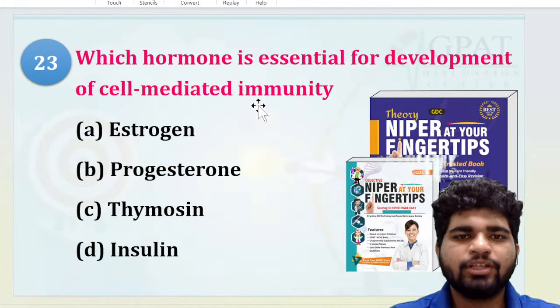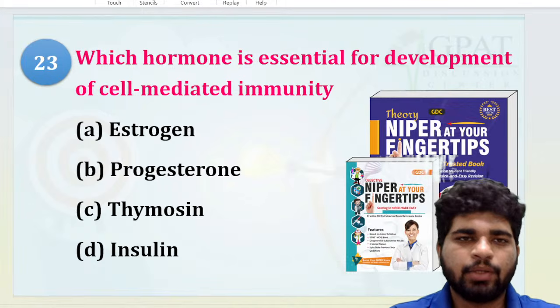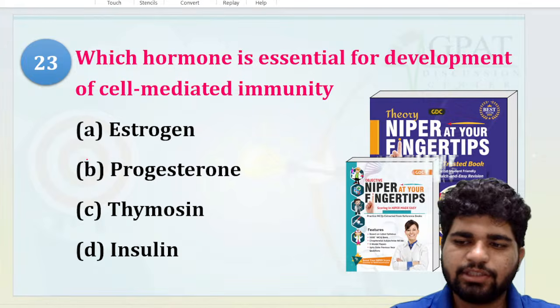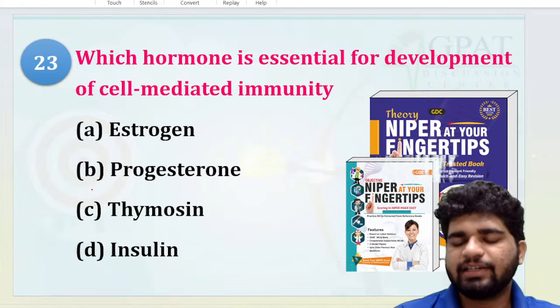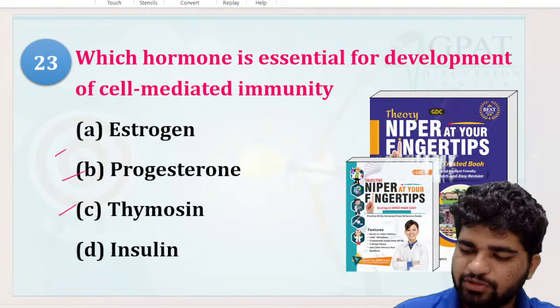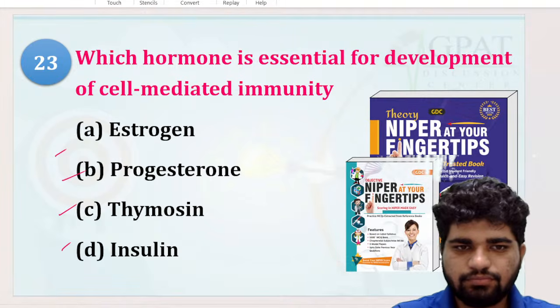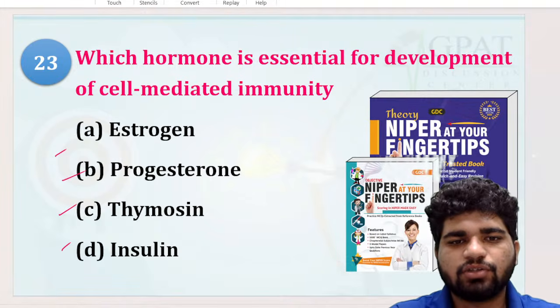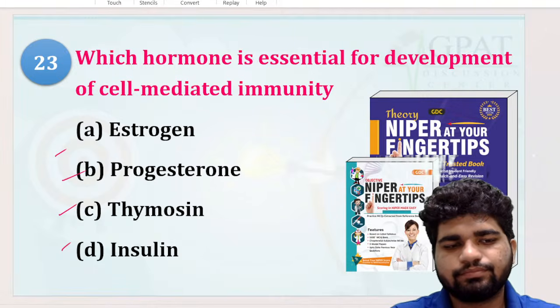So, which hormone is essential for the development of cell mediated immunity? Chalo. Simple, no? Very much simple. Is it your estrogen, progesterone, thymosin, or insulin? Estrogen, progesterone, thymosin, or insulin?